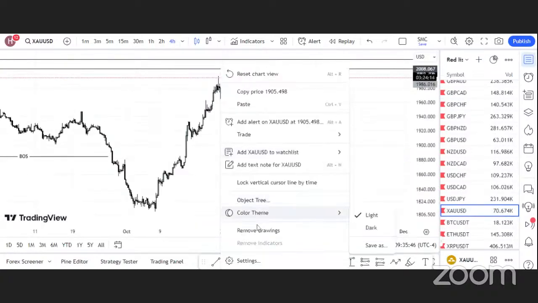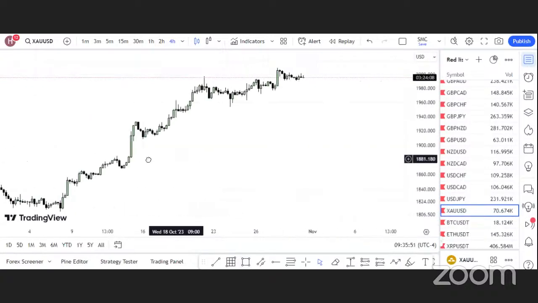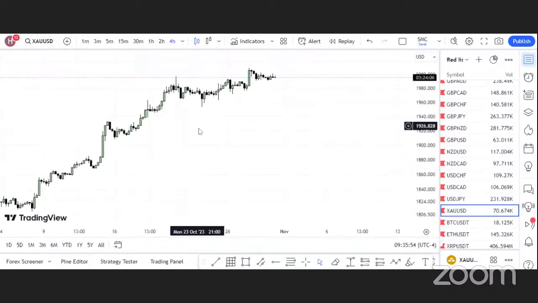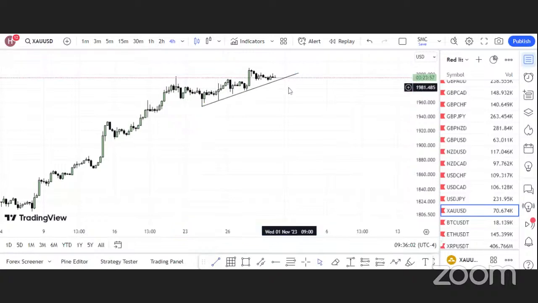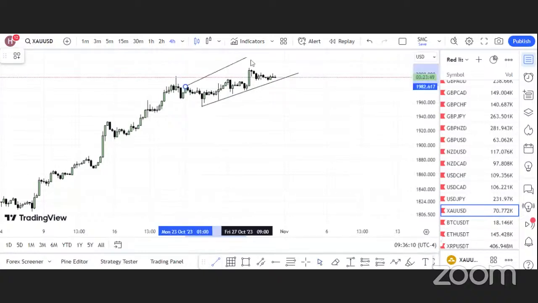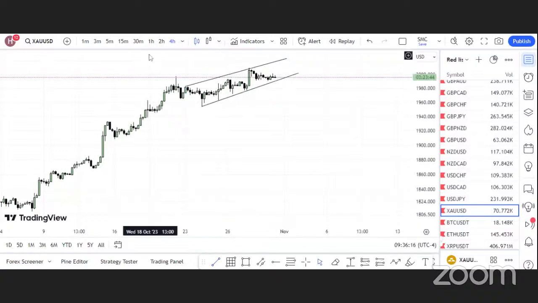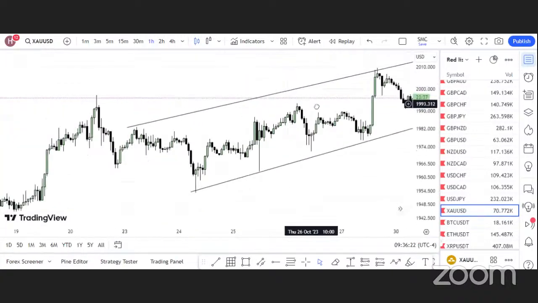So let's check gold. On gold, we have this move. This is the 4 hour time frame. Let's go to the 1 hour time frame. Yes, here on the 1 hour time frame, we can see this very well.